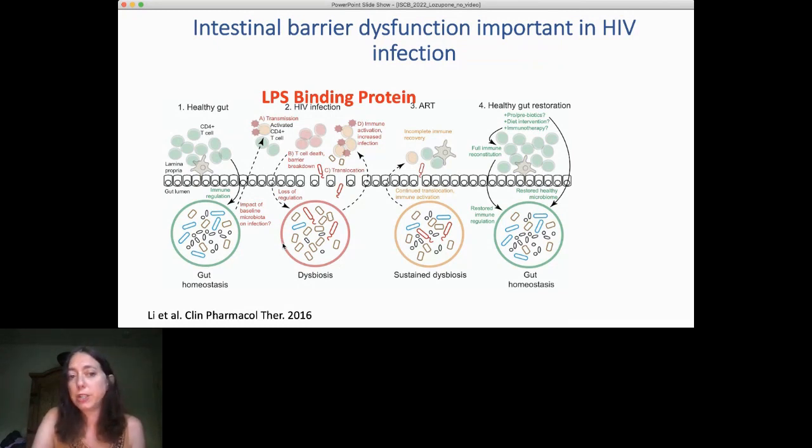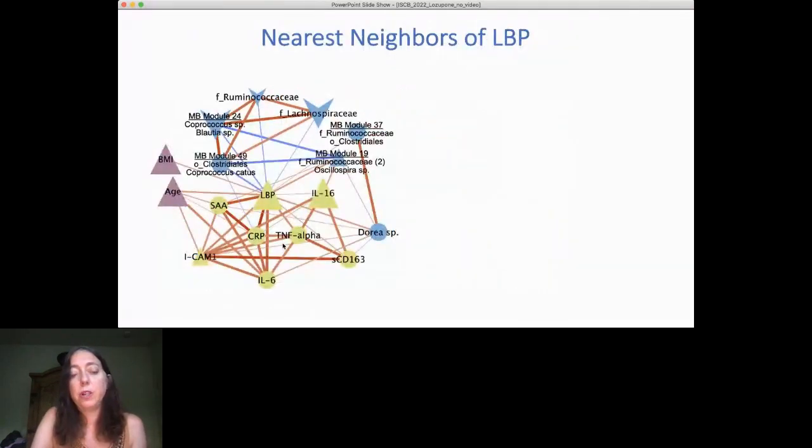LBP is an immune factor that binds to bacterial products on immune cells in the blood. And so when we look at the nearest neighbors of LBP in this network, we get a very interesting picture. LBP was actually the single most important factor for predicting poor metabolic health, which was very in line with our hypothesis. And interestingly, LBP correlated with a lot of different things.